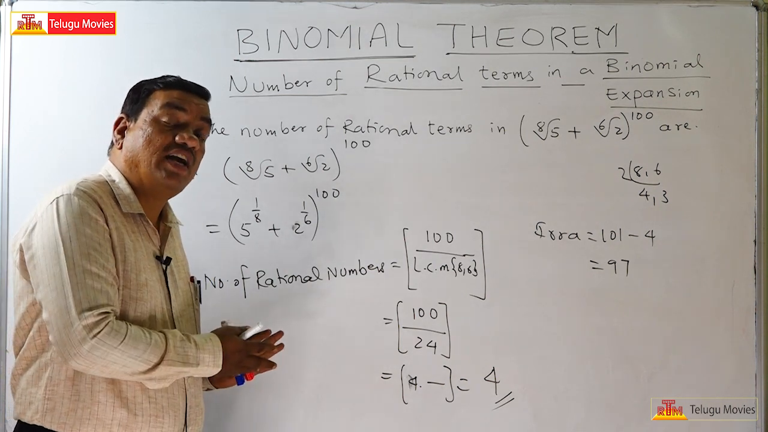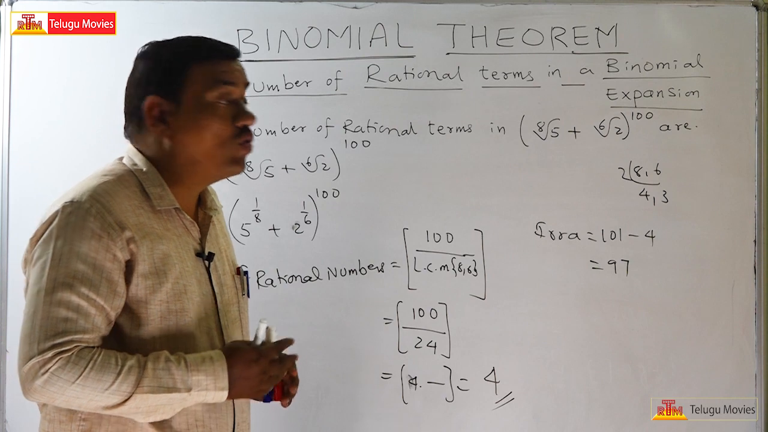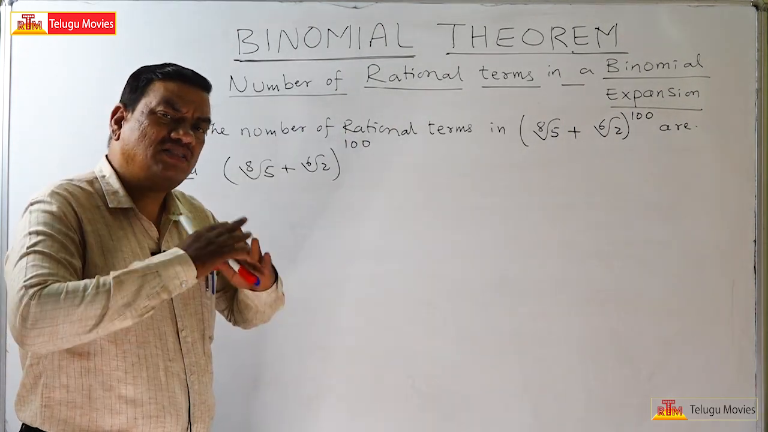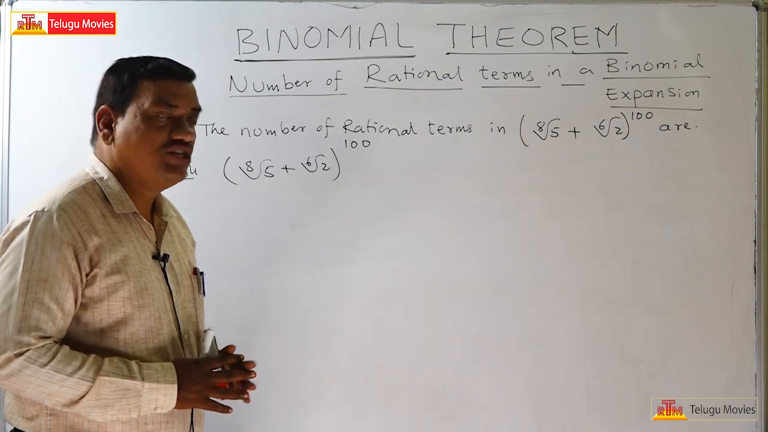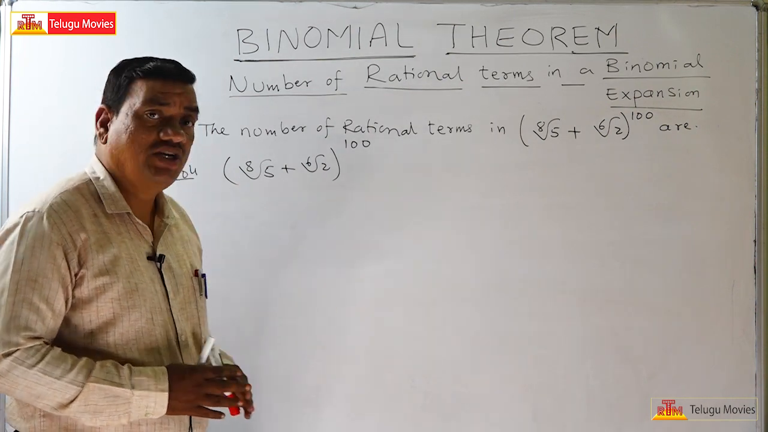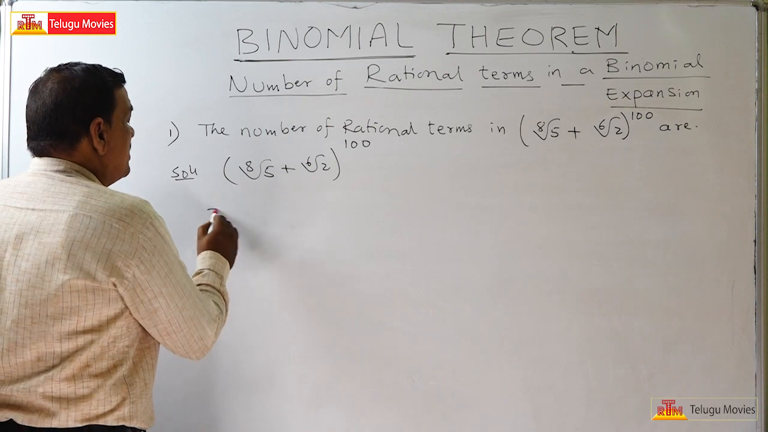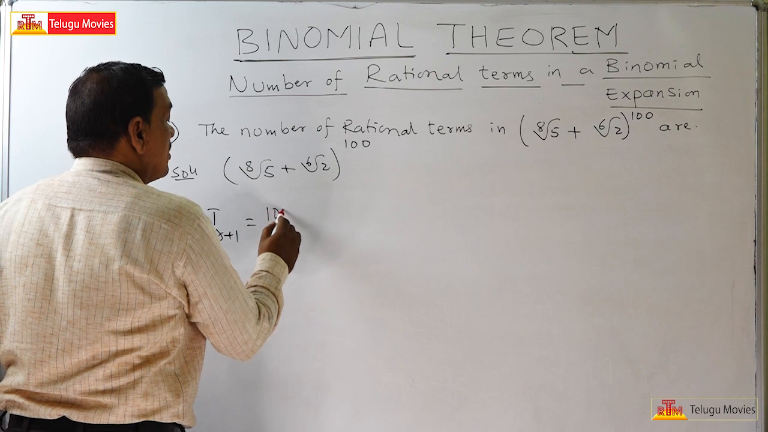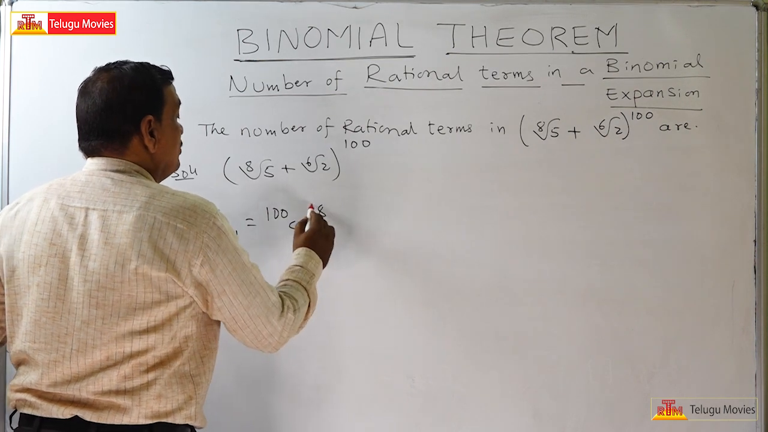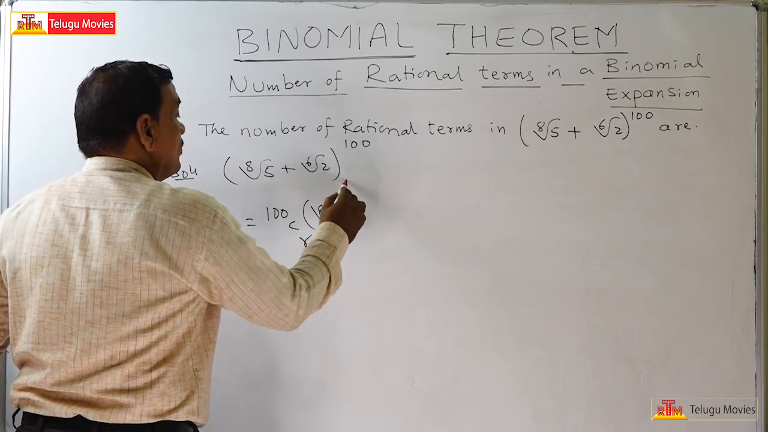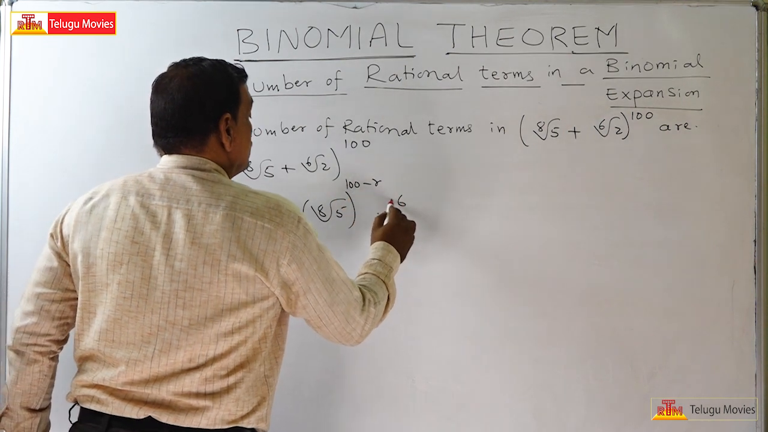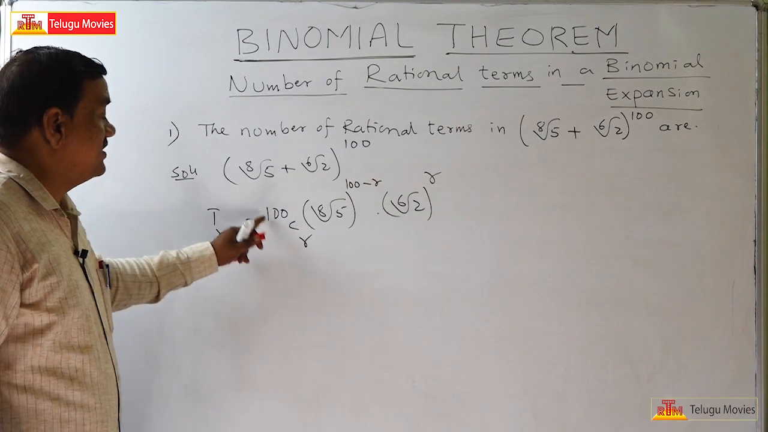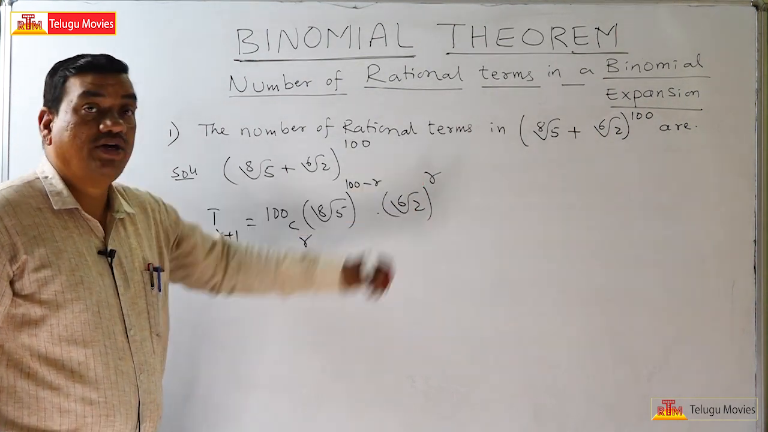So now I am going to explain the general method to find the number of rational terms in that expansion. Welcome back. So let us see that. First, to find the general term, T(r+1) is equal to nCr x to the power of n minus r into y to the power of r, that is 100Cr times the 8th root of 5 to the power of 100 minus r, into the 6th root of 2 to the power of r.